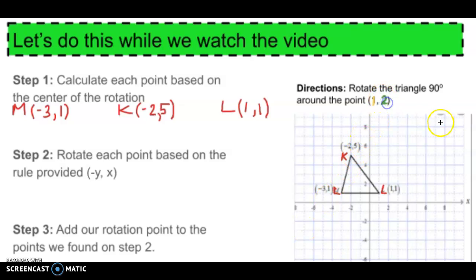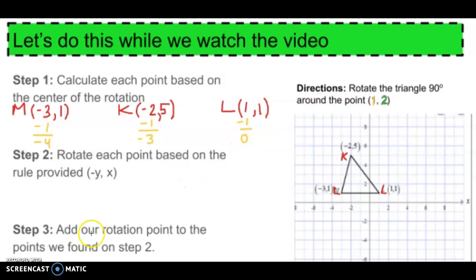with some colors. Because remember that in order to calculate each point based on the center of rotation, I'm going to be subtracting my x value of my point from my x value of each of my points of my triangle. So for M, I'm going to be subtracting 1 from -3, which will give me -4. For K, I'm going to subtract 1 from 2, which will give me -3. And for L, I'm going to subtract 1 from 1, which is going to give me 0.